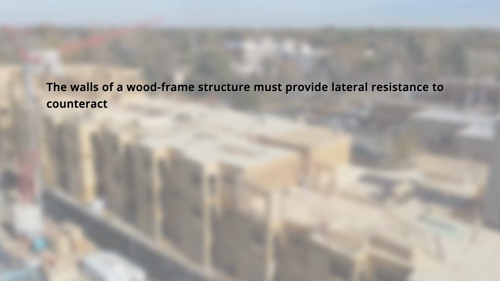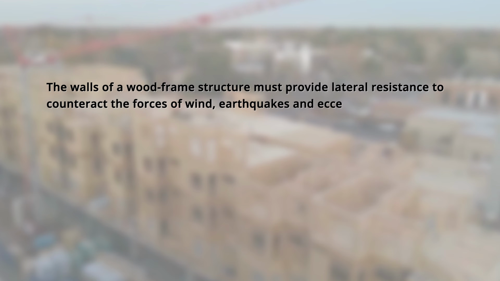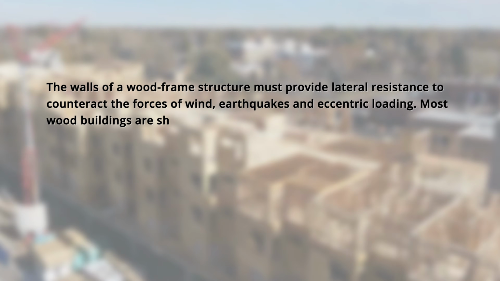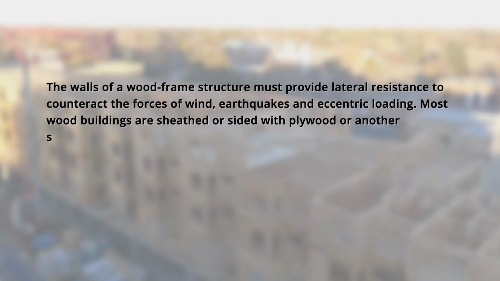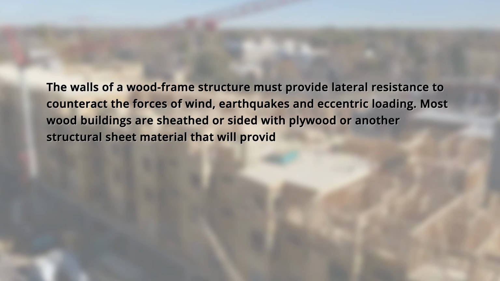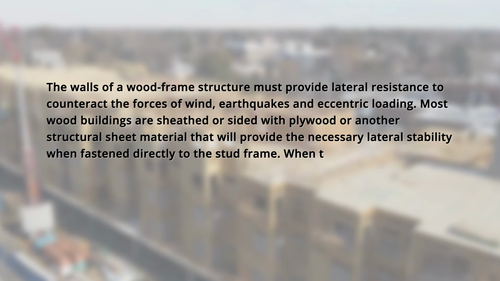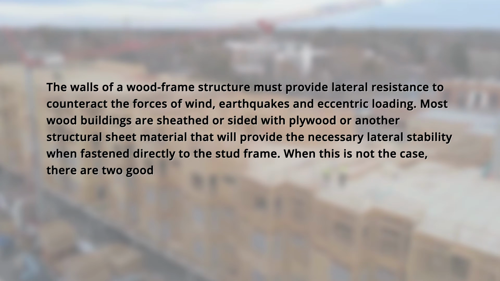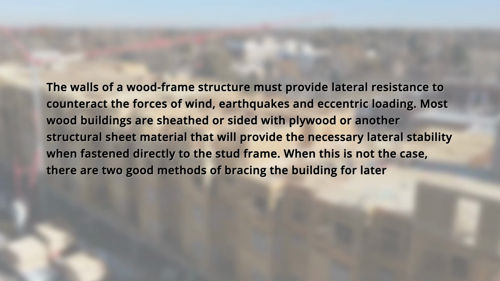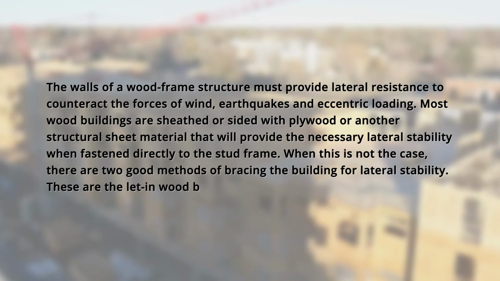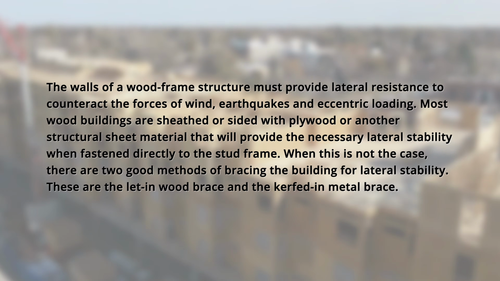Lateral bracing. The walls of a wood frame structure must provide lateral resistance to counteract the forces of wind, earthquakes, and eccentric loading. Most wood buildings are sheathed or sided with plywood or another structural sheet material that will provide the necessary lateral stability. When this is not the case, there are two good methods of bracing the building for lateral stability. These are the let-in wood brace and the let-in metal brace.